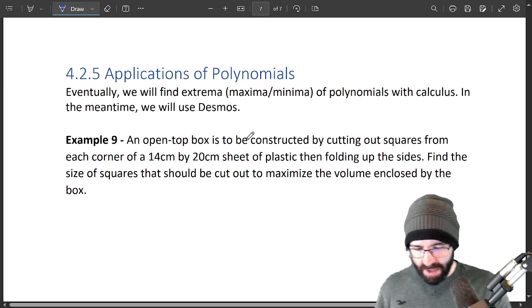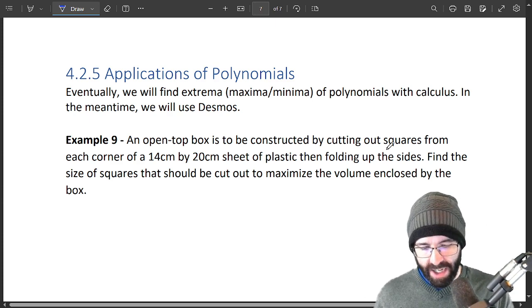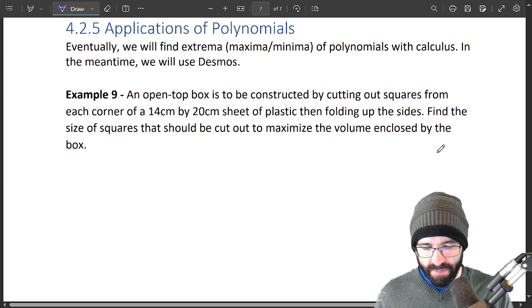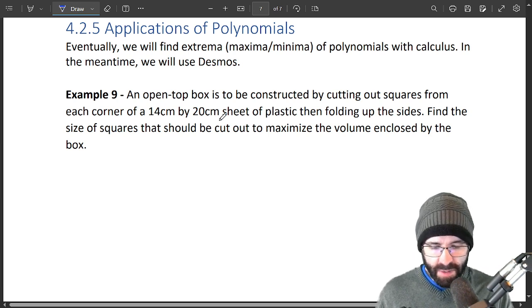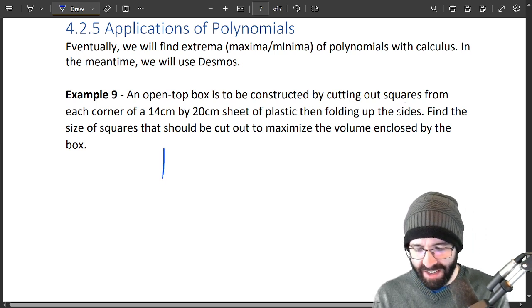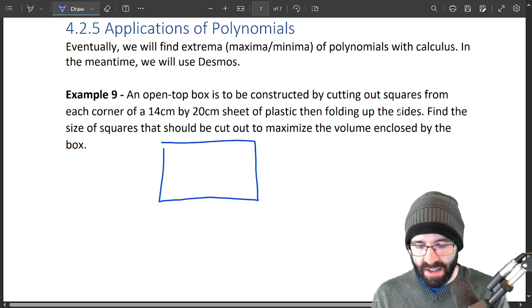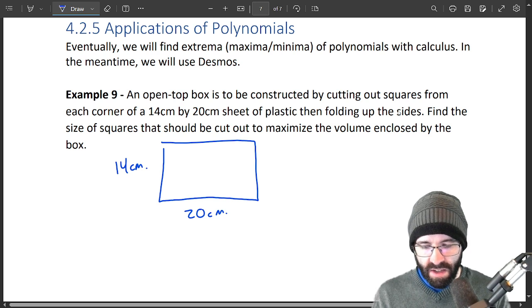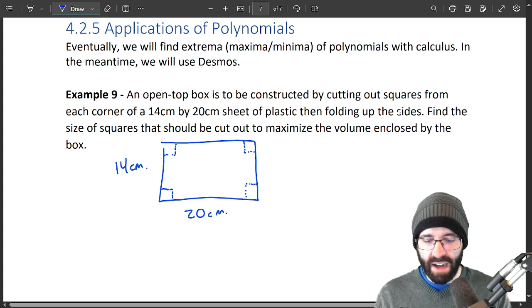So an open top box is to be constructed by cutting out squares from each corner of a 14 centimeters by 20 centimeters sheet of plastic and folding up the sides. Let's get a picture. What's going on here? We have a sheet of plastic that's 14 centimeters by 20 centimeters. We're cutting out squares from each corner, kind of like this, and then we're folding up the sides.